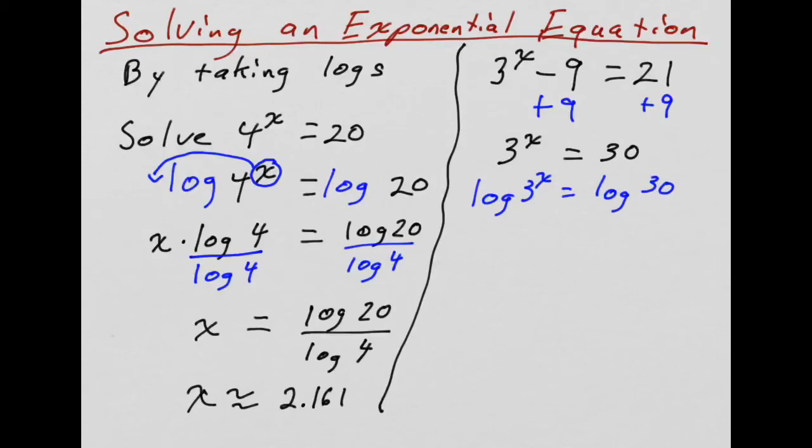And then we'll do our thing where we can move that x. Using that power property, we'll pull the x out front. So I'll have x log of 3 equals log of 30. Next step will be to divide. So we'll divide both sides by log of 3.